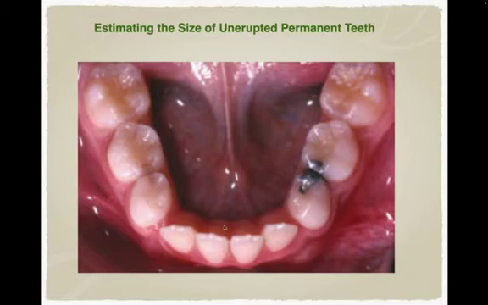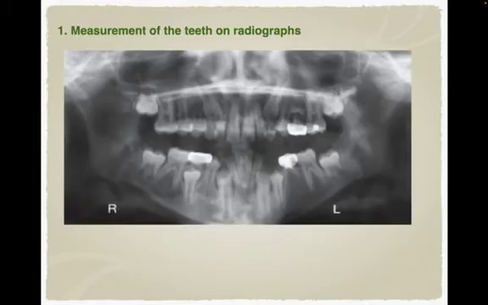So we have permanent teeth and we have primary teeth. All we need to do is to estimate the mesiodistal width of the unerupted teeth, and we can then do the Royal London space analysis or the assessment of crowding if we want to. So how can we estimate the mesiodistal width of the unerupted teeth? The first way is to use a radiograph.